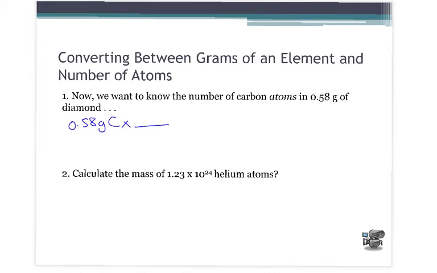Now, we don't have a direct conversion factor that will take us from grams to number of atoms, right? We have a conversion factor that would take us from grams to moles, which is our molar mass, because our molar mass is 12.01 grams per mole, right?